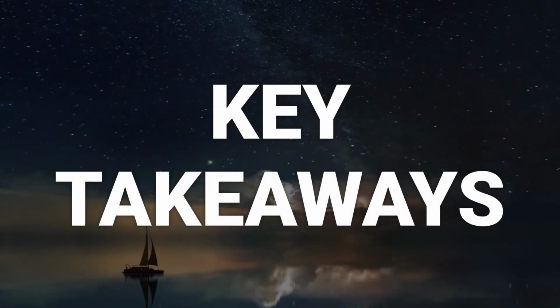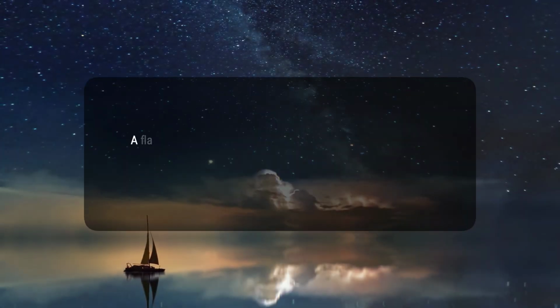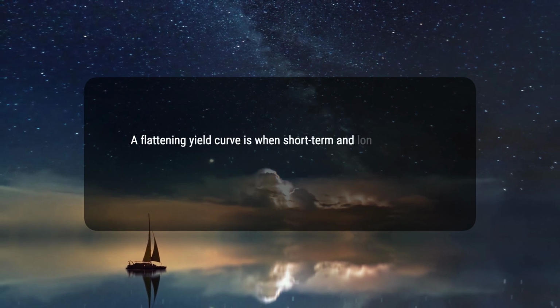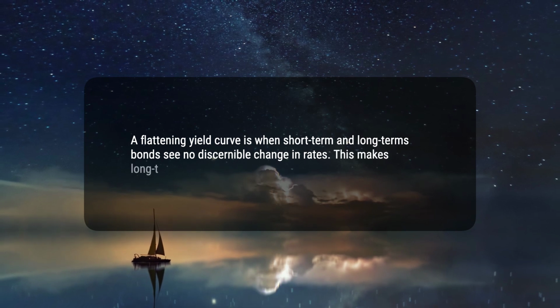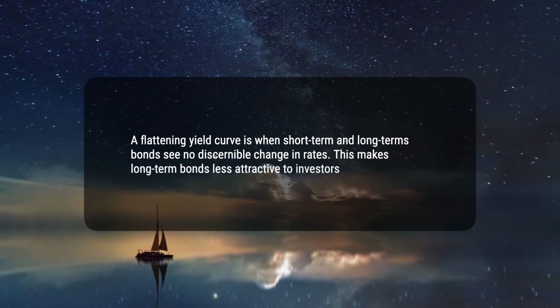Here are 3 key takeaways. 1. A flattening yield curve is when short-term and long-term bonds see no discernible change in rates. This makes long-term bonds less attractive to investors.